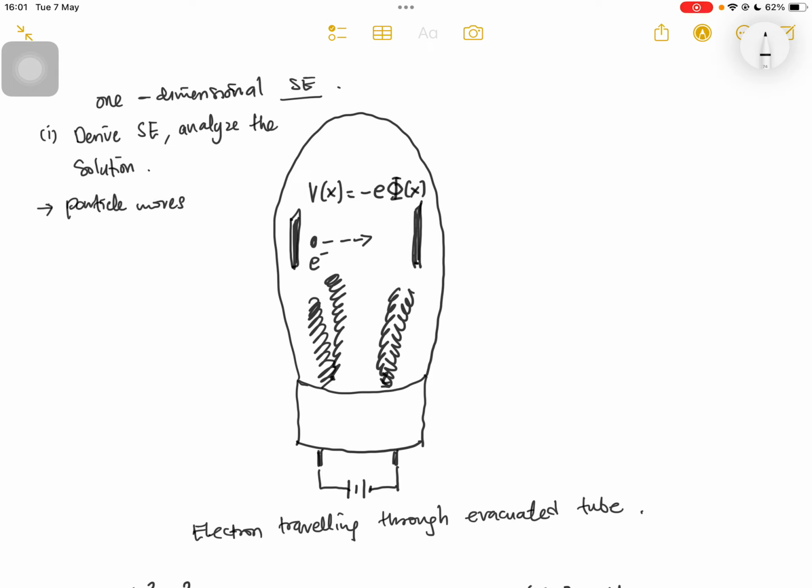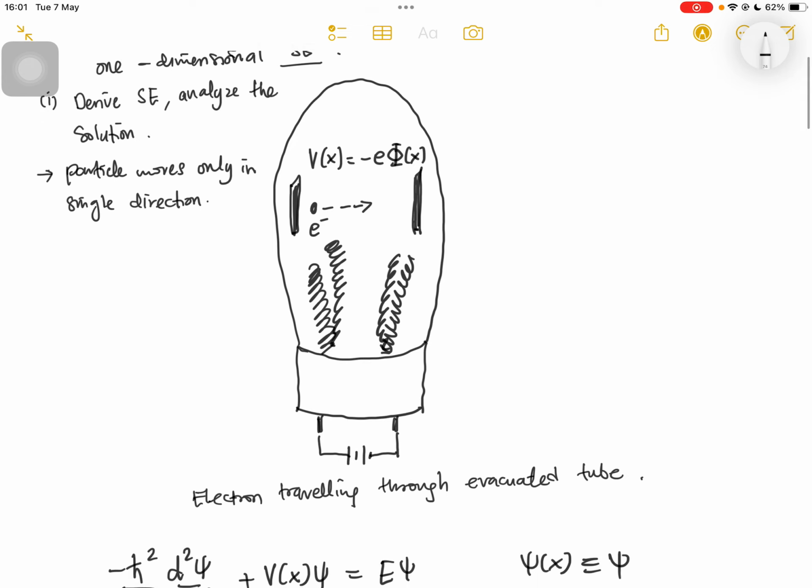moves only in a single or one direction. Okay, now for example, look at this tube. We have an electron E traveling one direction through an evacuated tube given by these potentials.